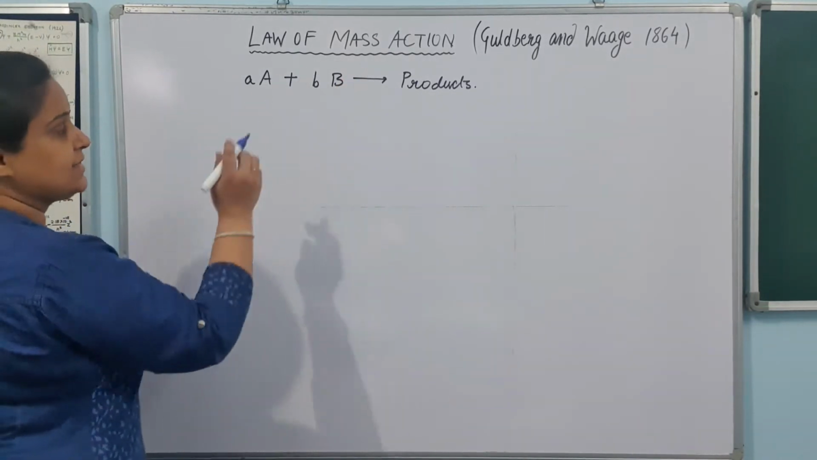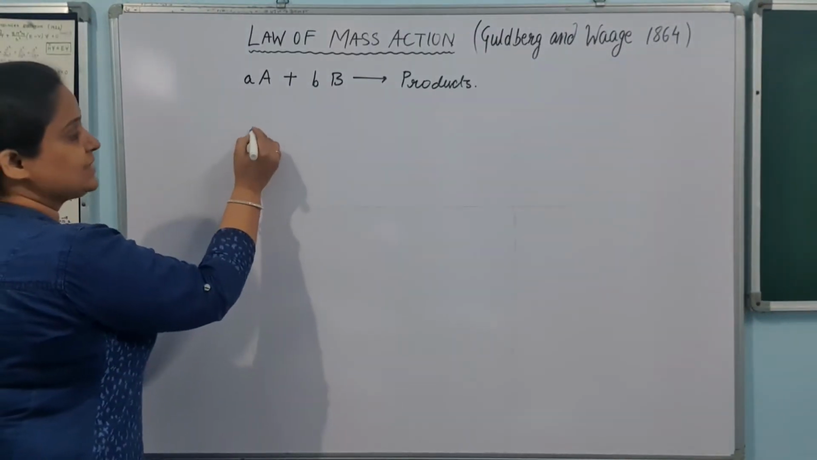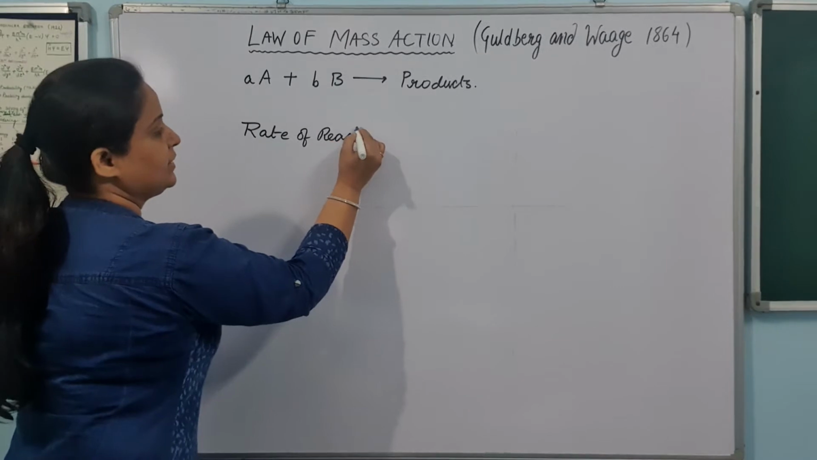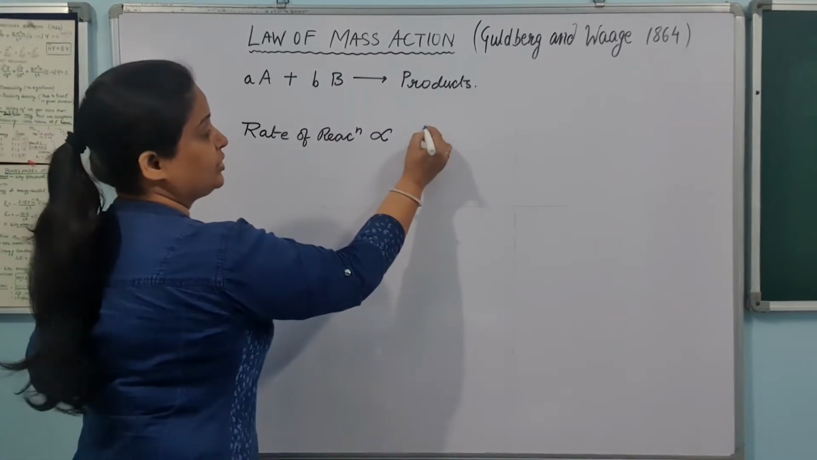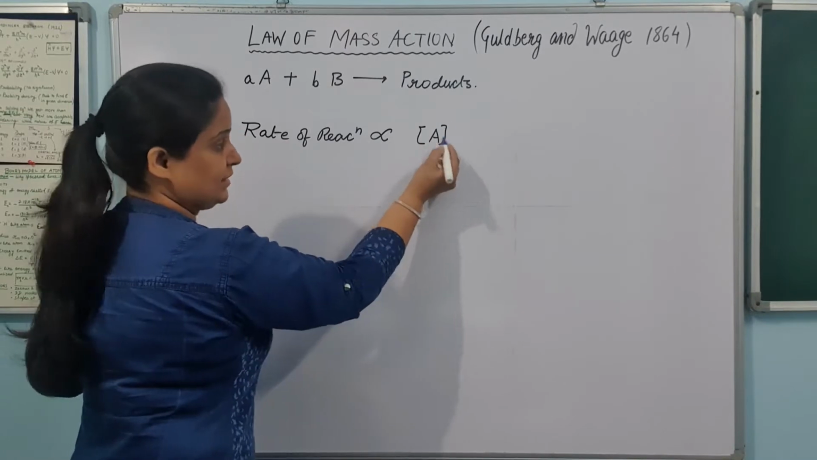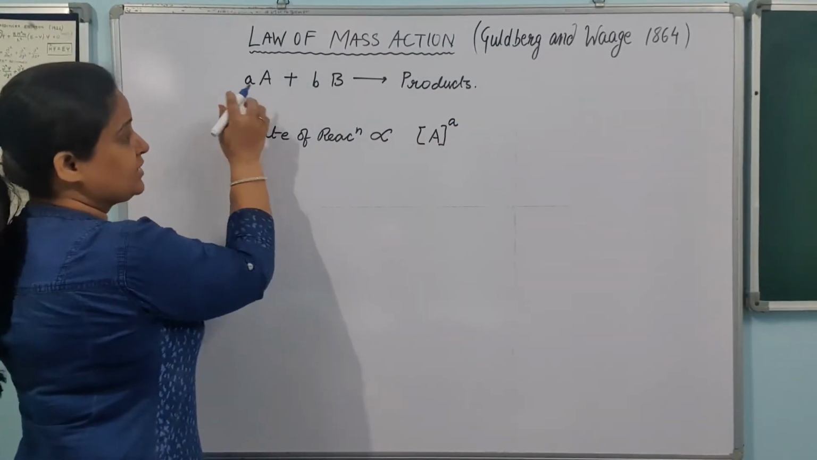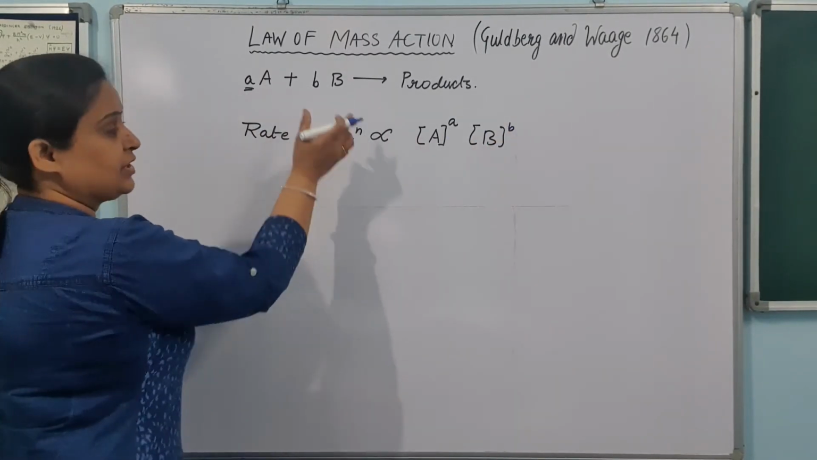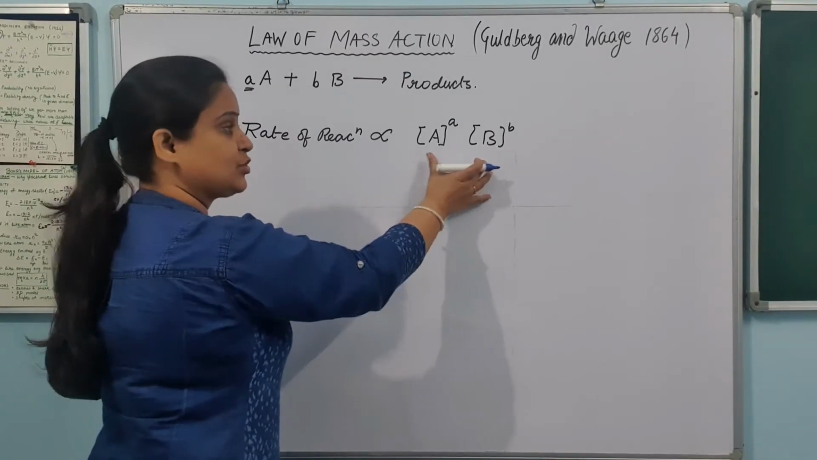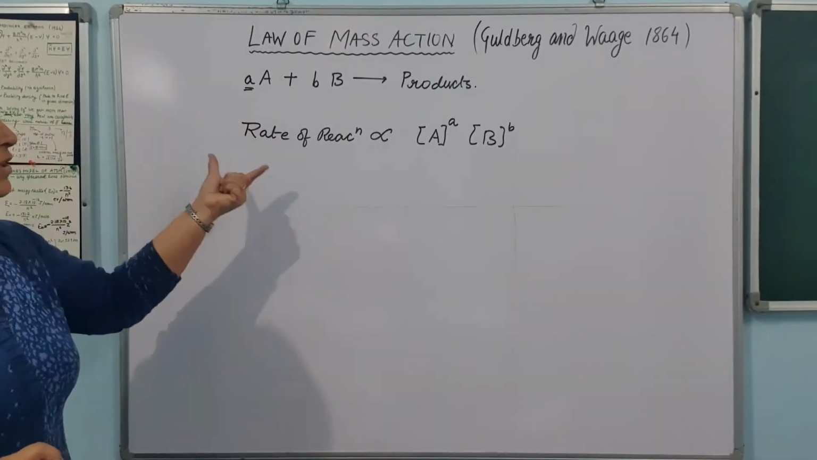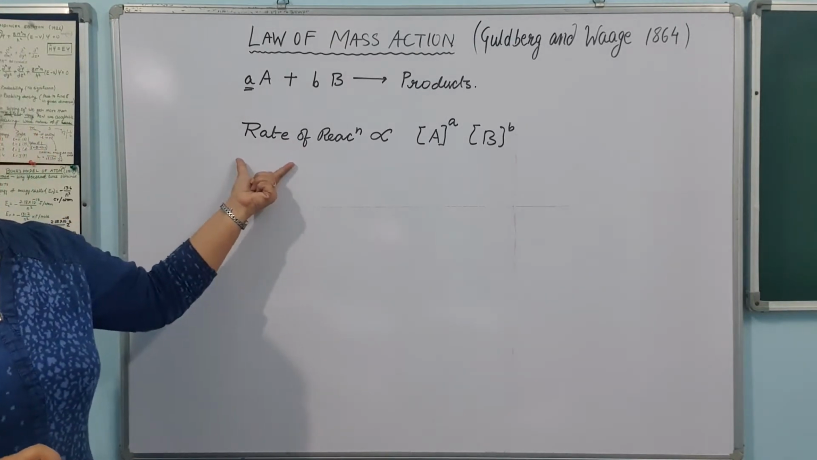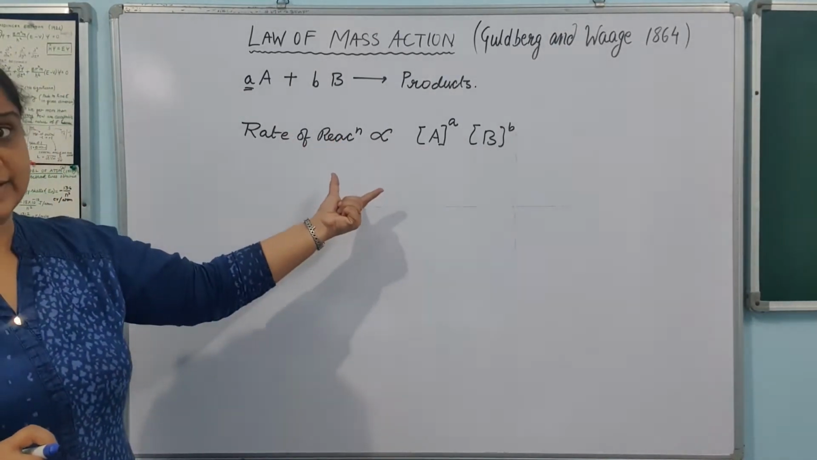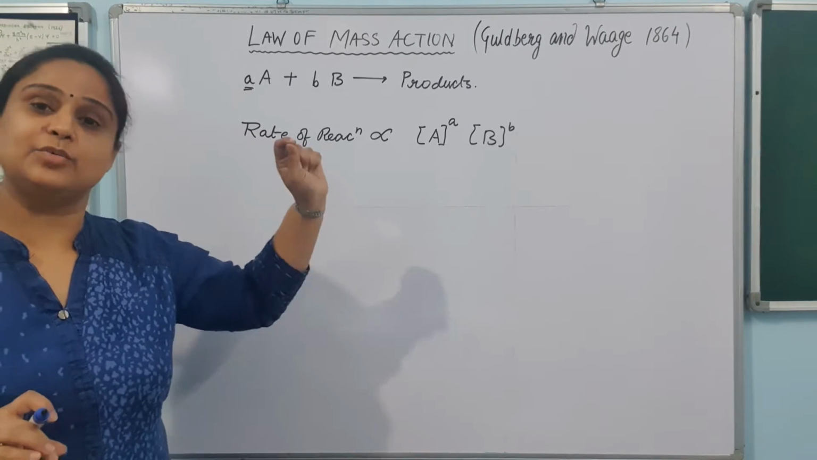So let us understand what he said and in what terms he said. What he said is that rate of the reaction is directly proportional to the active masses of the reactant raised to power their stoichiometric coefficient. If there are two, then the product of the active masses of the reactant raised to power their stoichiometric coefficient. So according to Guldberg and Waage, rate of the reaction is directly proportional to the product of active masses of the reactant raised to power their stoichiometric coefficient.